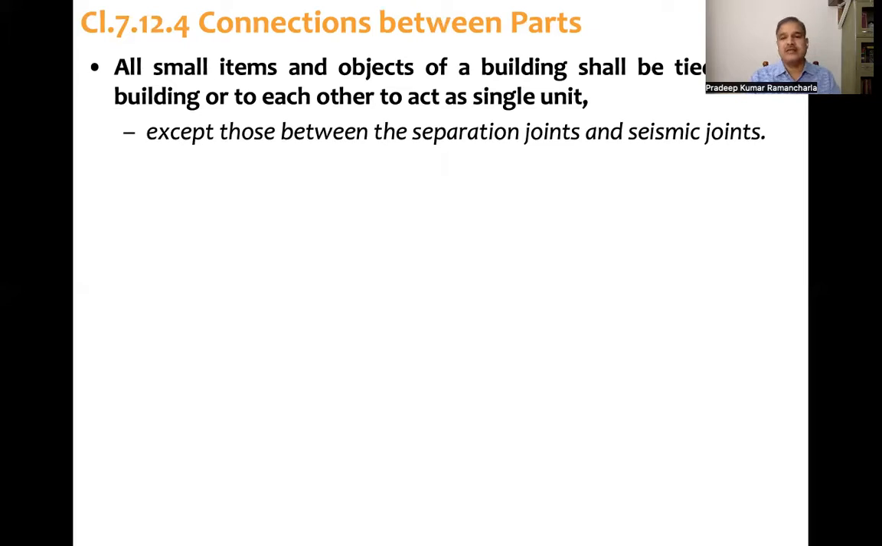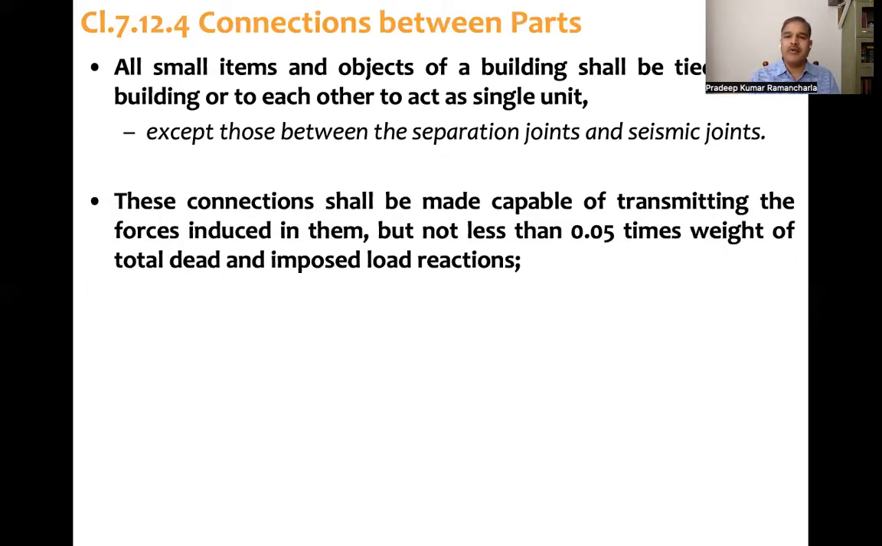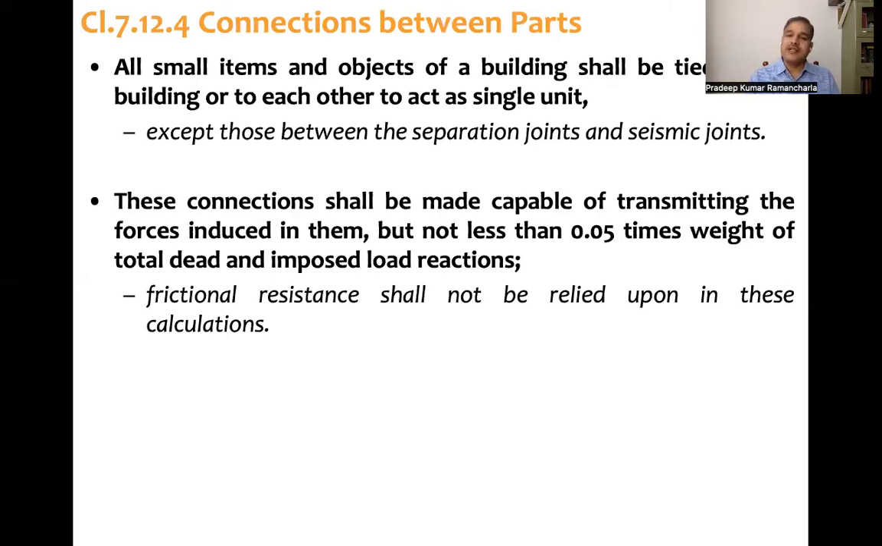Actually, these things are discussed in the non-structural element code in detail. But the code gives a provision here that all these parts should be tied. So these connections should be made capable of transmitting the forces induced in them, but not less than 5%. That means 0.05 times the weight of the total dead and imposed load reactions. Another thing is frictional resistance shall not be relied upon in these calculations. So that means assuming that there is no friction, the weight and imposed reaction, whatever is the actual load, should be taken into consideration while designing these connections. So that is what is connection between the parts.